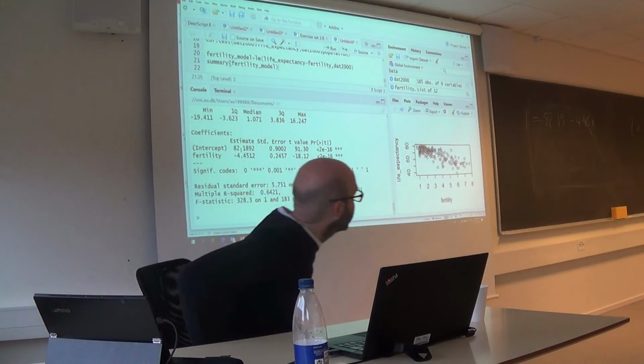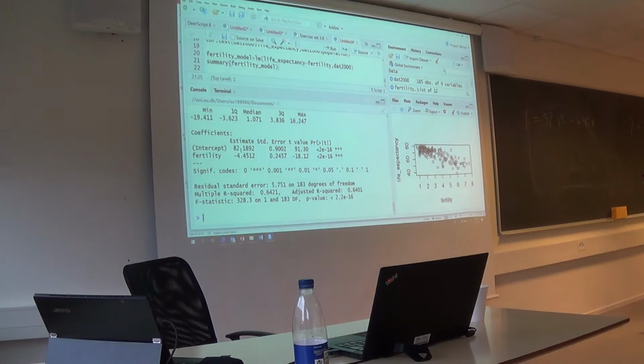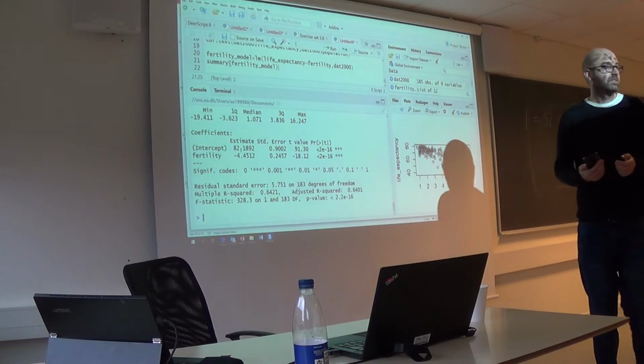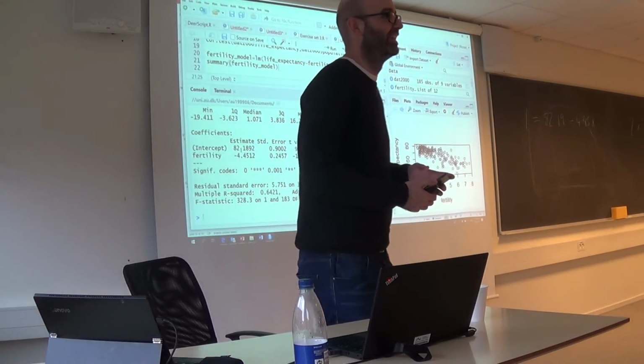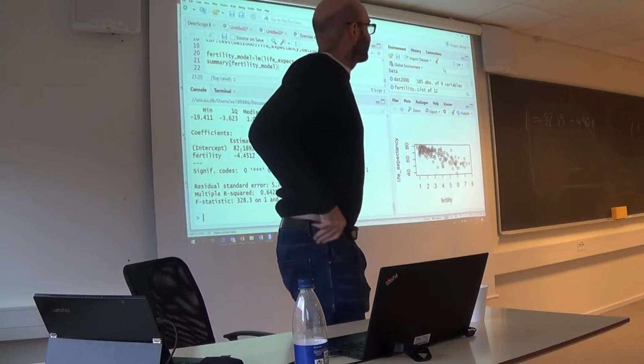So that means that I can put my age, sorry, the number of kids I've got in here. So let's just do that for fun, and we can see how long I'm going to live. 82.19 minus 4.45 times 2 means that I'll get to 73.29, with a 64% chance. Well, there's a 64% chance that that's right.